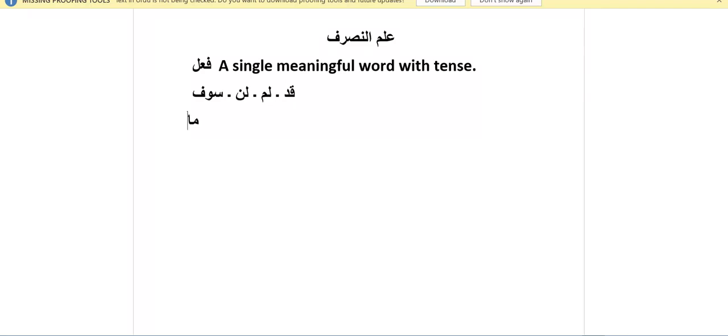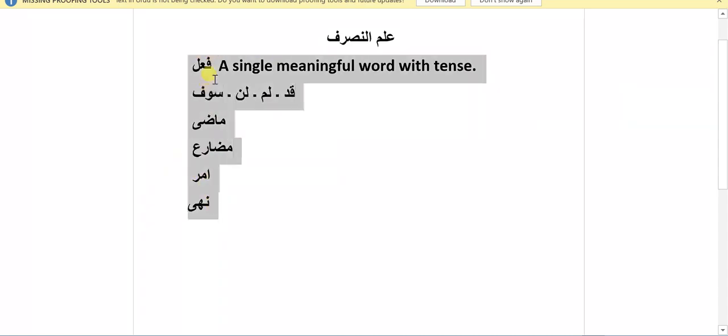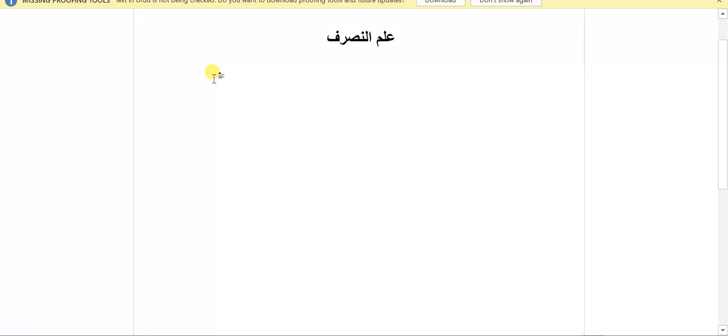What are the types of fa'il? Mazi, muzare, amr and nahi. These are the four types of fa'il. So we already knew about these things. So let's learn something else.